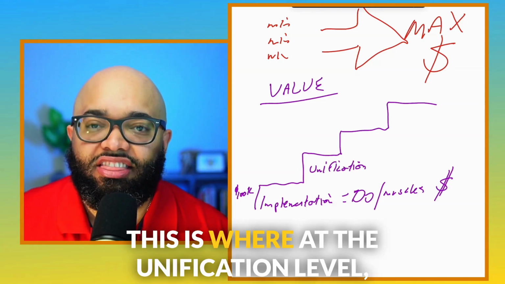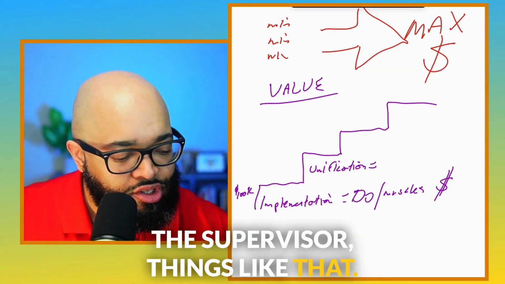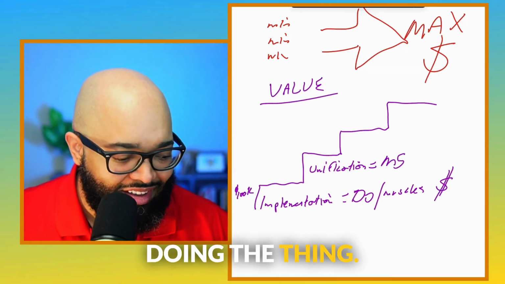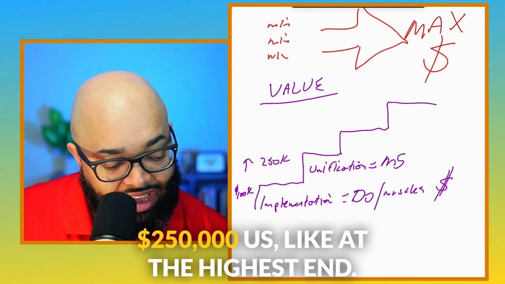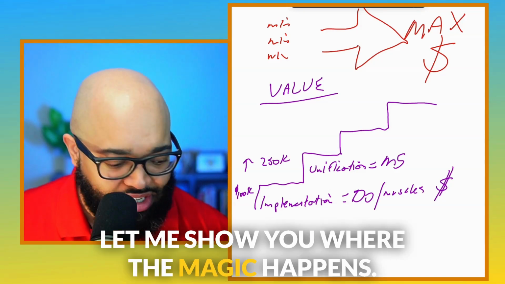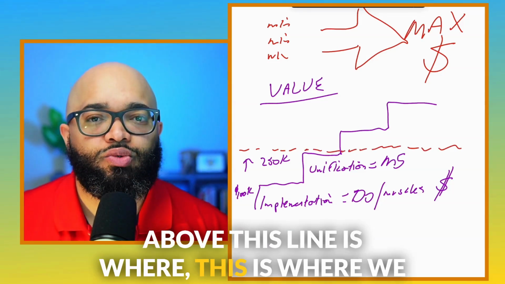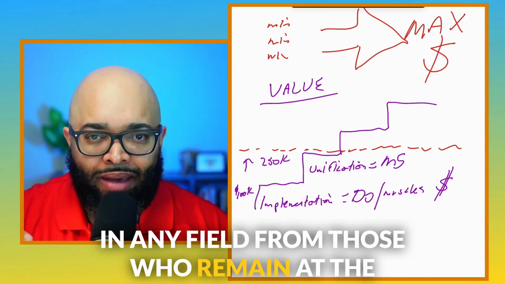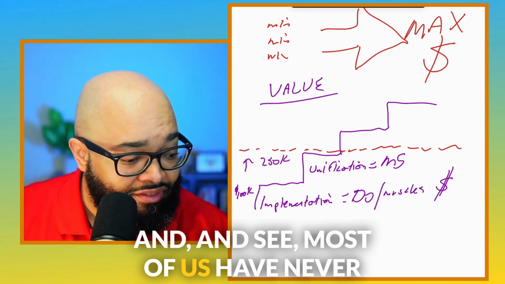At the unification level, this is where you're like the manager, the supervisor, things like that. So basically, you use your management skills to manage the people who are doing the thing. Okay. At this level, you may get up to maybe $250,000 US, like at the highest end. Let me show you where the magic happens. Watch this. Above this line is where we separate people who go to really high levels in any field from those who remain at the average, below average, mediocre levels. Okay. And see, most of us have never been taught this.